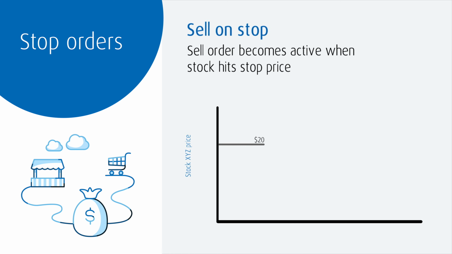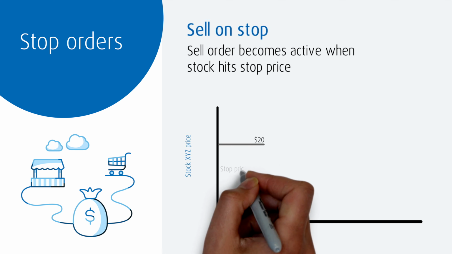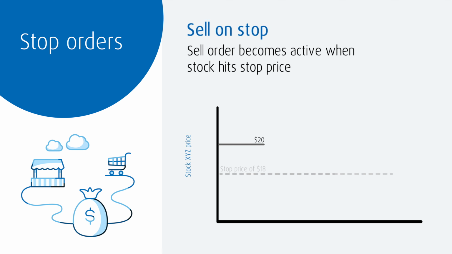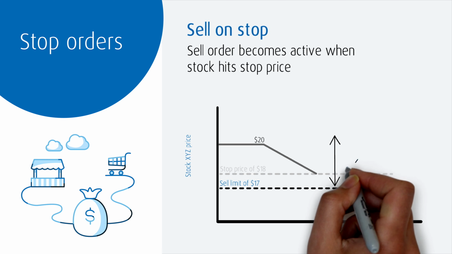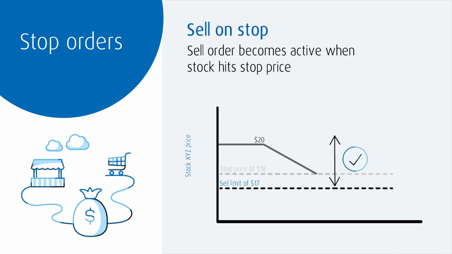Let's say stock XYZ is trading right now at $20 per share and you own it already. If you set up a sell on stop order, you could specify a stop price of $18 to trigger your sell order. Then you may also be asked to place a limit price for the sell order that gets triggered. In this case, we might choose $17 per share. Now, if stock XYZ falls to $18 per share, our sell order with a limit price of $17 becomes triggered, and we will sell our shares for no less than $17. It might get filled at any price above and including the limit we set.